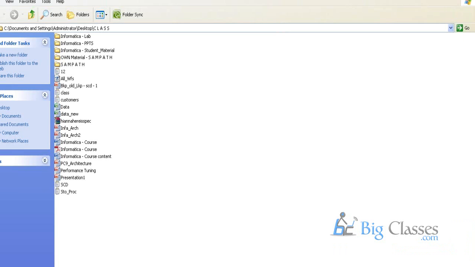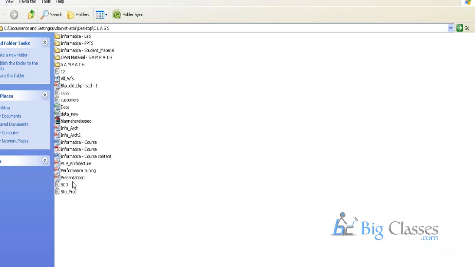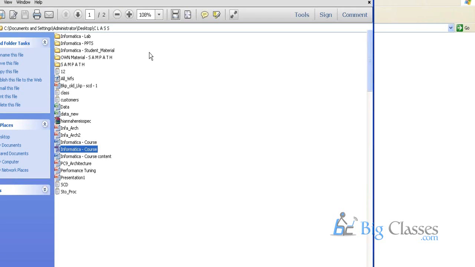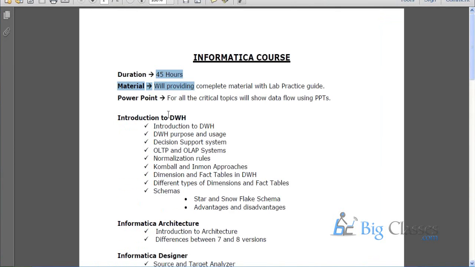So this is all about the purpose of data warehousing and where exactly Informatica comes in. Coming to the course content, the course is going to take 30 to 35 hours. We are going to provide the complete material with a lab practice guide, and I'm going to explain each and every topic using PPTs, PowerPoint presentations.